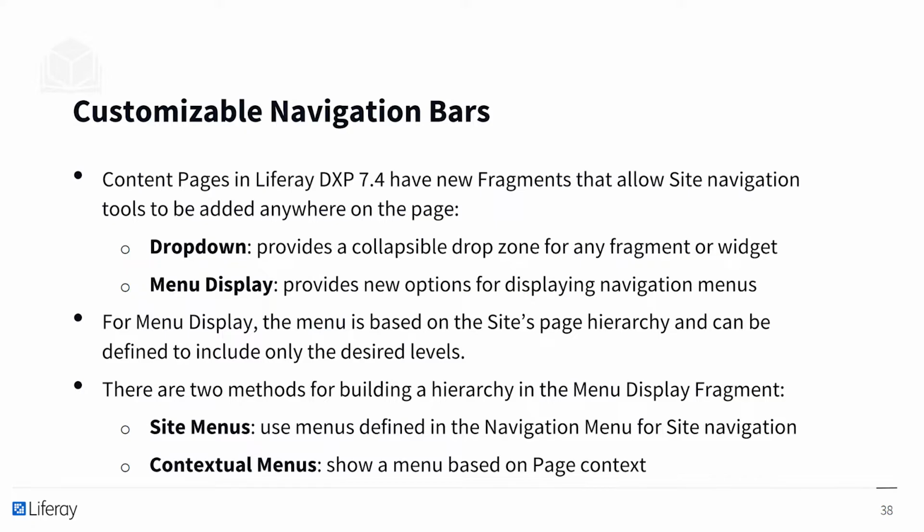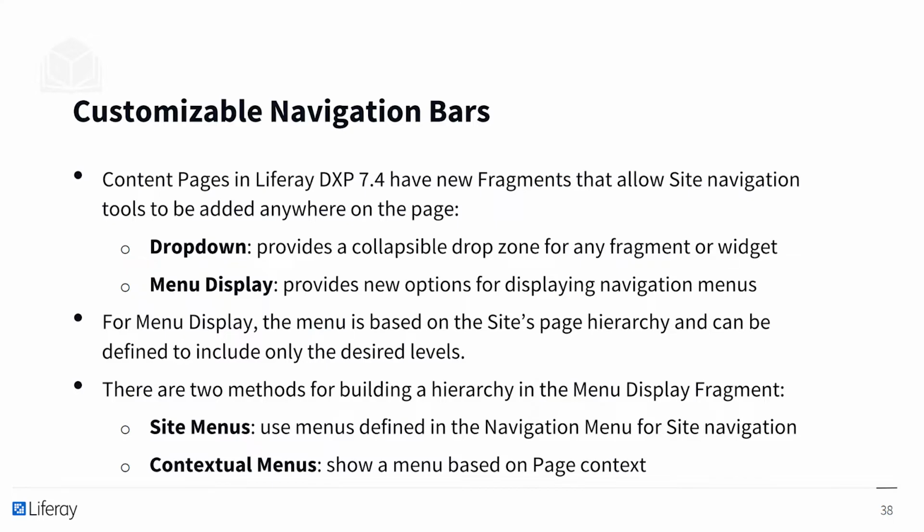The menu display fragment provides new options for displaying navigation menus. The menu is based on the site's page hierarchy and can be defined to include only the desired levels. There are two methods for building a hierarchy in the menu display fragment: site menus and contextual menus. Site menus use menus defined in the navigation menu for site navigation. By default, the public pages or private pages hierarchies.